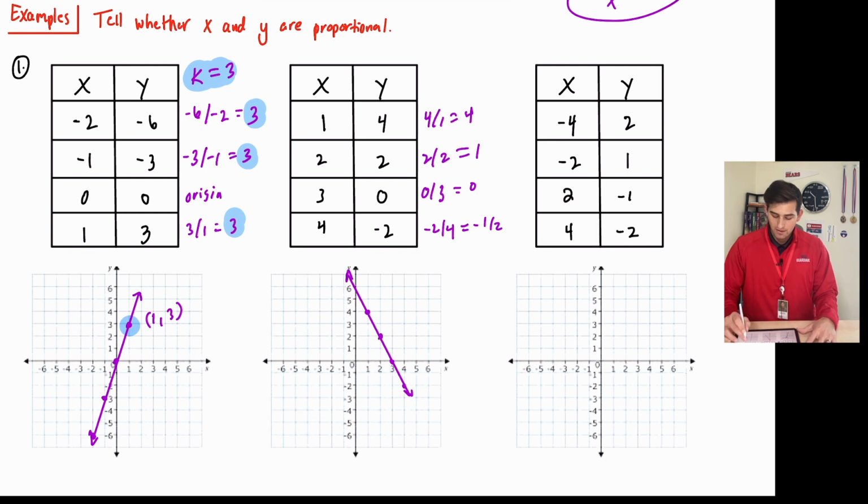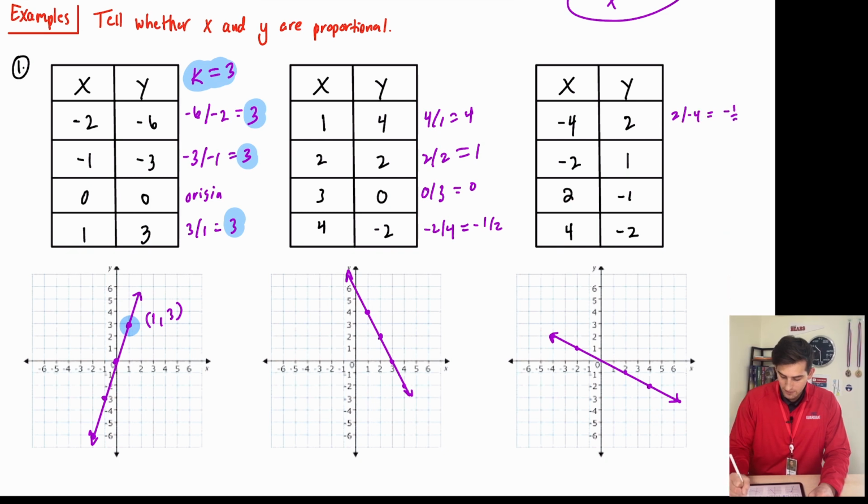Okay, next one, x and y. We have negative 4, 2; negative 2, 1; 2, negative 1; and 4, negative 2. All right, let's draw our graph on this one. It appears to go through the origin. Now let's check our y divided by x. This would be 2 divided by negative 4, which would be negative 1/2.